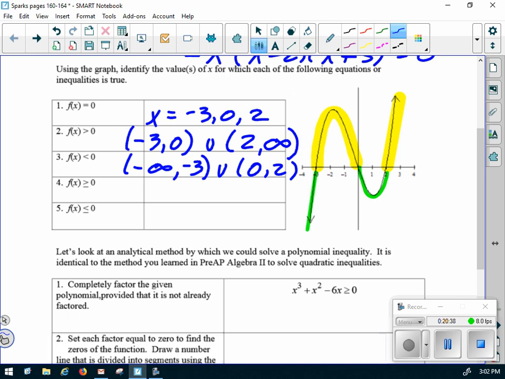Look at the fourth one. Greater than or equal to. What do I do? Brackets around which one? The number 2 answer or the number 3 answer? The number 2 answer? Brackets everywhere? Not on infinity. Yeah. Now, why do we change to a bracket instead of parentheses? Because equal to. Good. What about number 5? Same as 3. Parentheses still around the negative infinity.